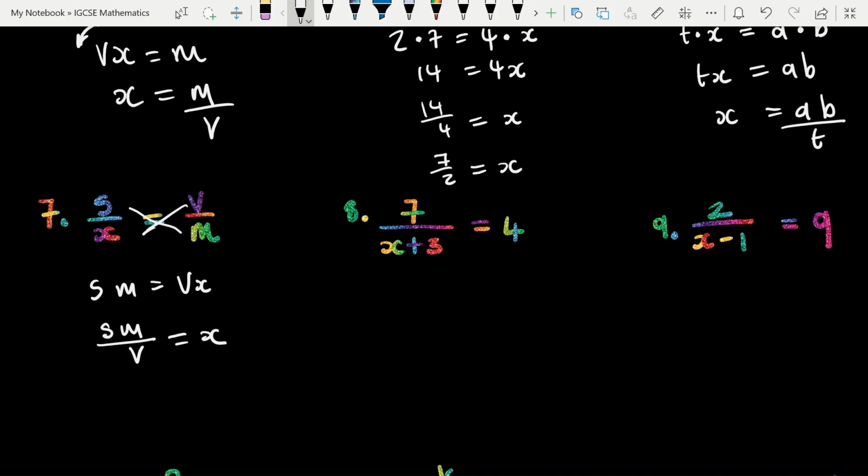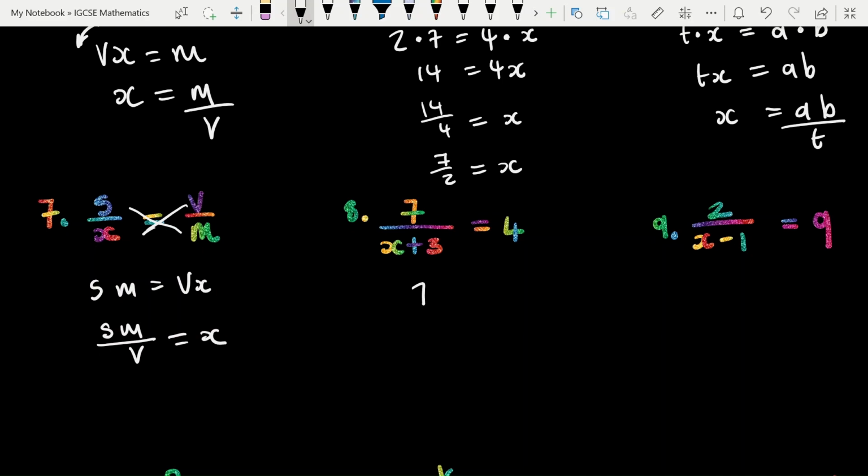Let's go to number 8. 7 over x plus 3 is equal to 4. What am I going to make the subject? x. And I see it's in a fraction? Yes. I have to break the fraction? Yes. How do I break the fraction? By taking the denominator as it is to the other side. What's my denominator? x plus 3.